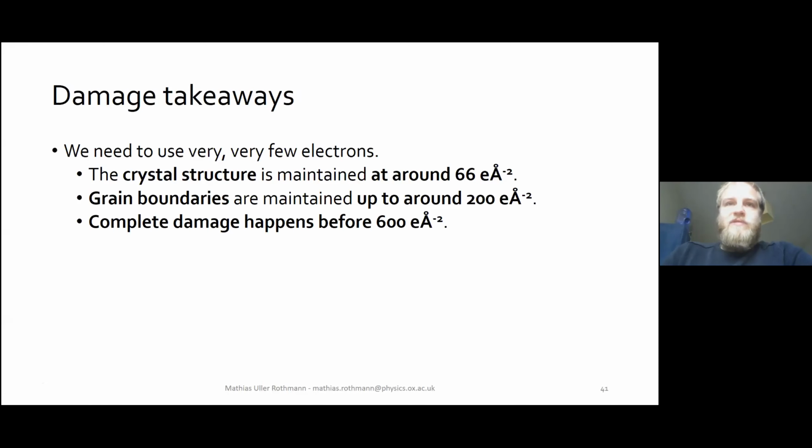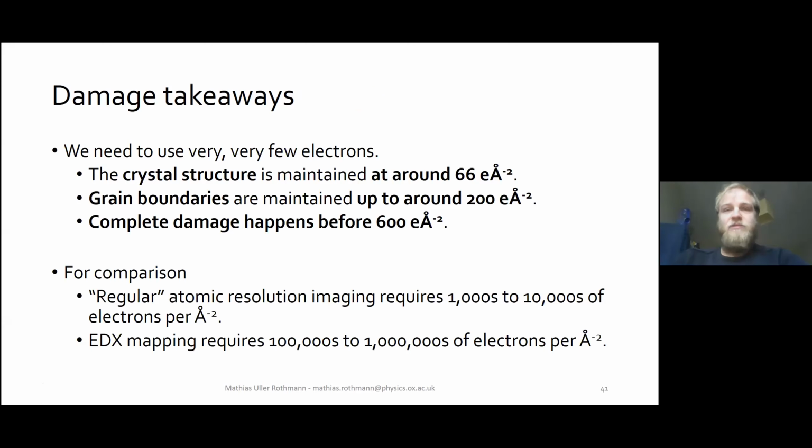So our damage takeaways for this is we need very, very few electrons. We can maintain a crystal structure up to around 66 electrons per square angstrom. We can see grain boundaries up to around 200, and complete damage has happened before 600 electrons per square angstrom.